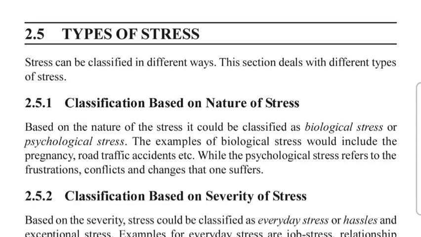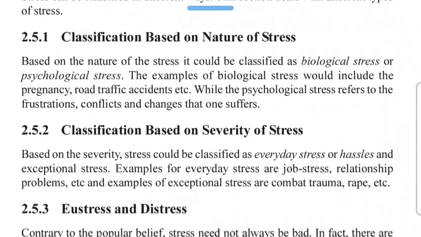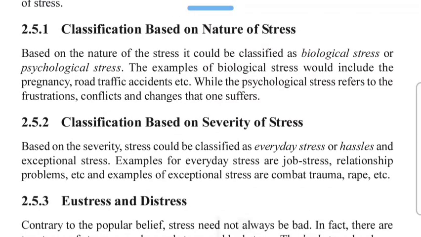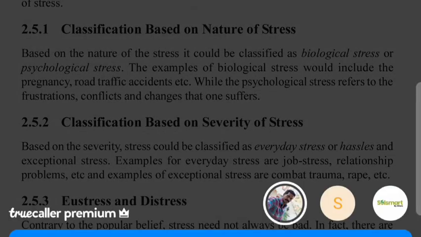2.5 Types of stress. Stress can be classified in different ways. This section discusses the different types of stress. 2.5.1 Classification based on the nature of stress. Based on the nature of stress, it can be classified as biological stress or psychological stress. Examples of biological stress include pregnancy, road traffic accidents, etc., while psychological stress refers to frustrations, conflicts, and changes that one suffers.